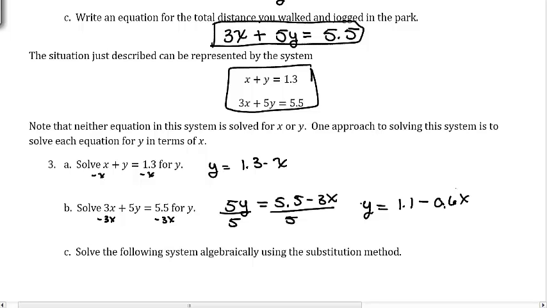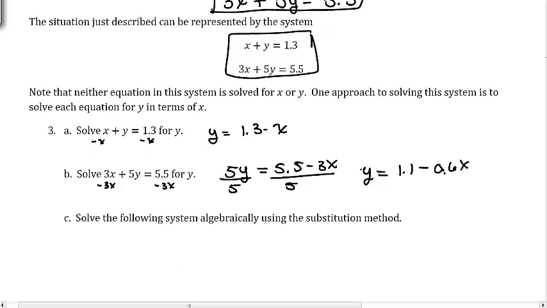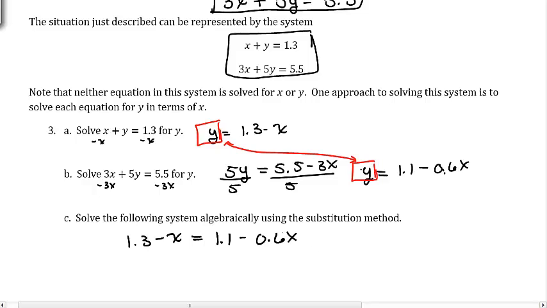And I think decimals in this case are going to be better for us than fractions. This already has a decimal in it as well. So solve the following system algebraically using the substitution method. Since both of these equations are solved for y, this one is y = 1.3 - x, and this one is y = 1.1 - 0.6x, we can set these two equations equal to each other, and that would give us 1.3 - x = 1.1 - 0.6x. And now we would want to solve this for x.